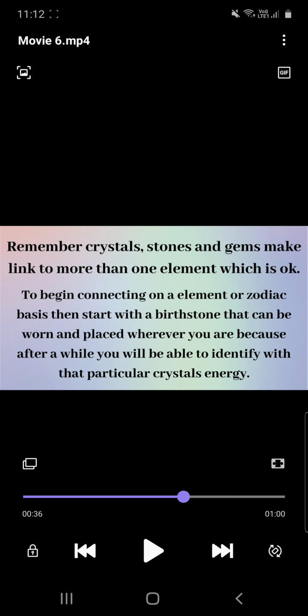It just depends. So to begin connecting on an element or zodiac basis, it's so much easier to start with your birthstone. One that can be worn, placed wherever you are, because as time goes on, the more you wear it, the more you have it around you, you will definitely learn to be able to feel that particular crystal gemstone energy. And it is a vibration, and it comes over time from working with them.